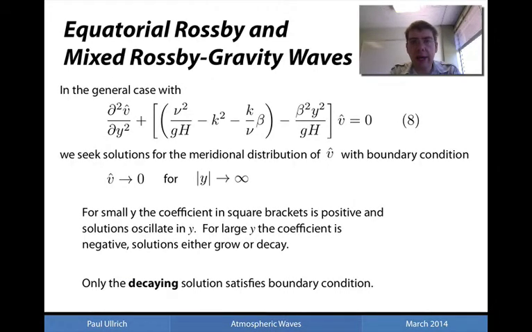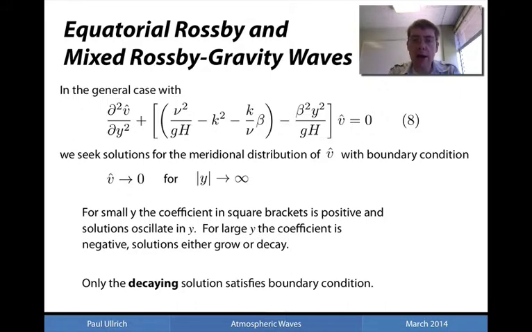So in the general case, we need to take into account that the general solution must satisfy these asymptotic limits. So we seek solutions of the meridional distribution v hat with the boundary condition that v hat has to go to 0 as the y coordinate goes to infinity. That is, we don't want these waves to grow without bound.